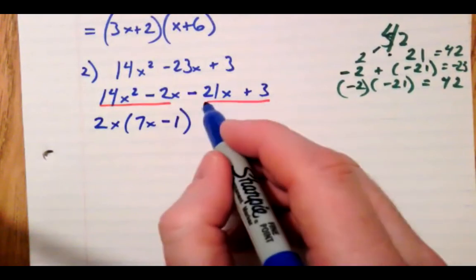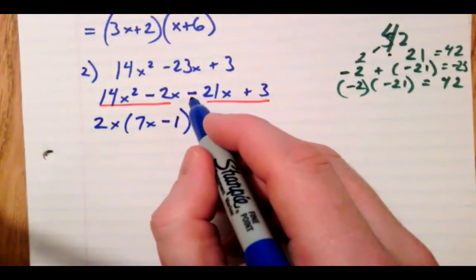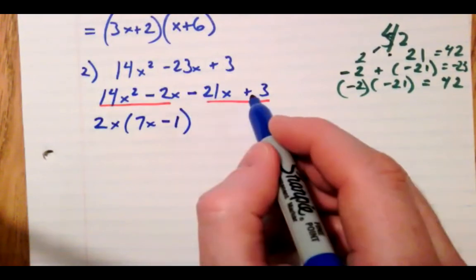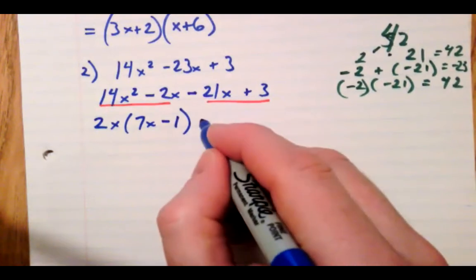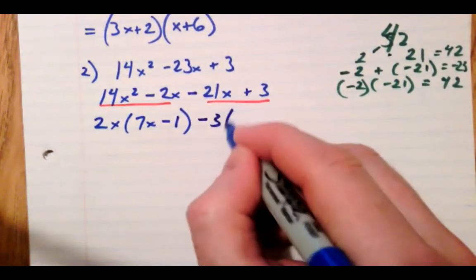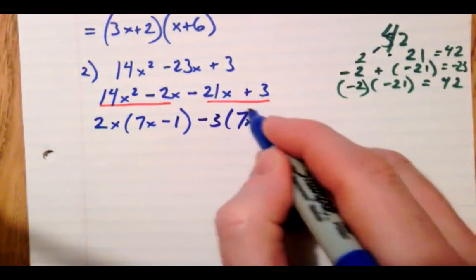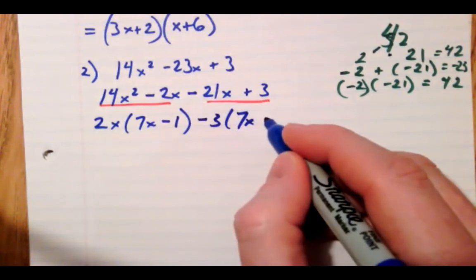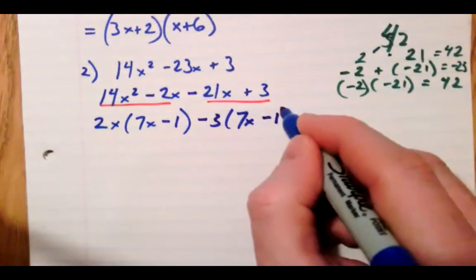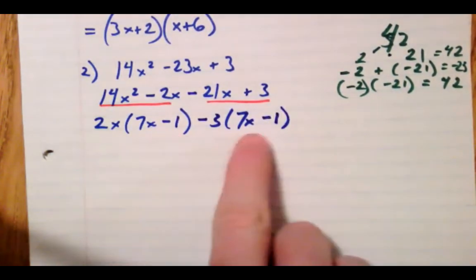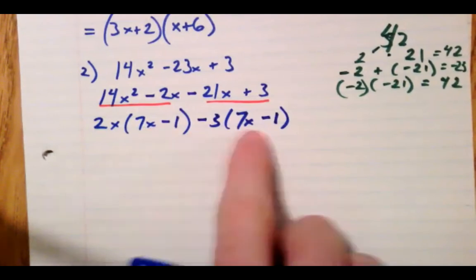Here, there's a negative sign there, but I want to take out negative 3, and I'll show you why. Take out negative 3 times 7x. Negative 3 times negative 1 would be negative 3. If I didn't take that negative out, these wouldn't match.